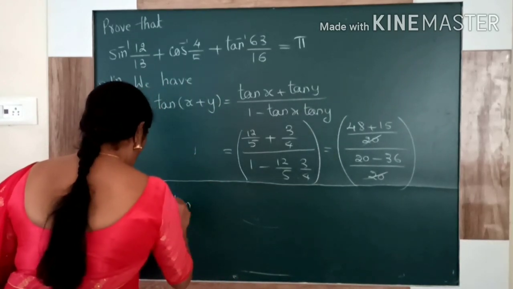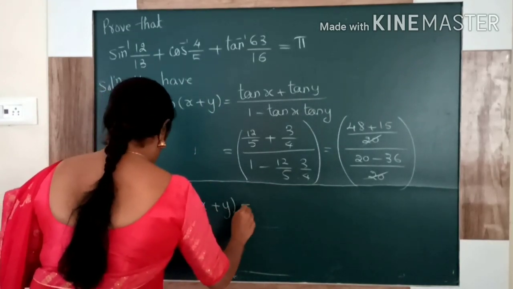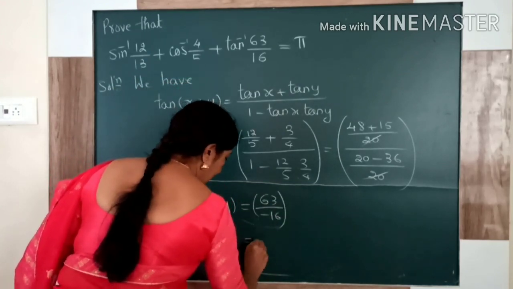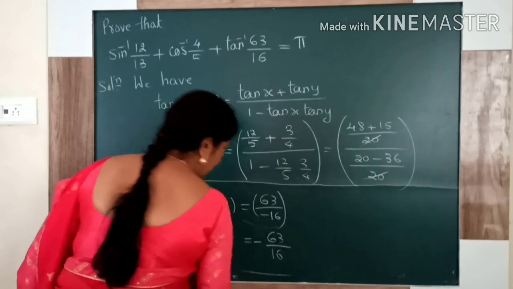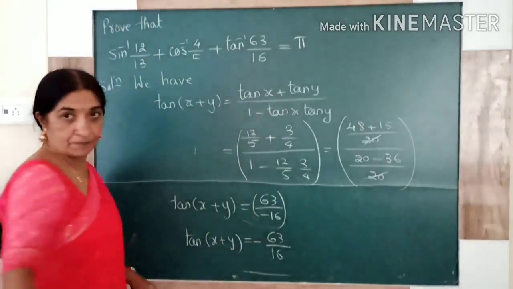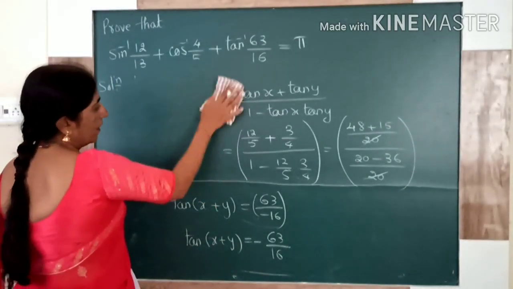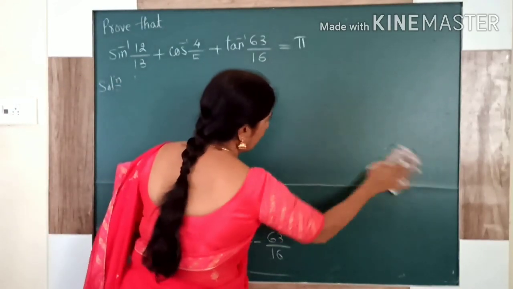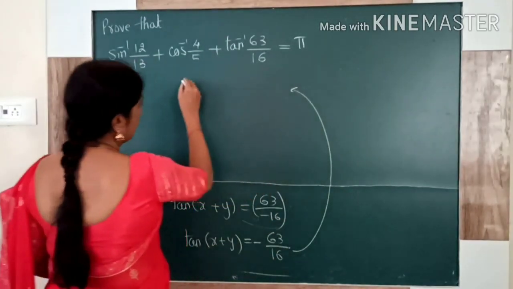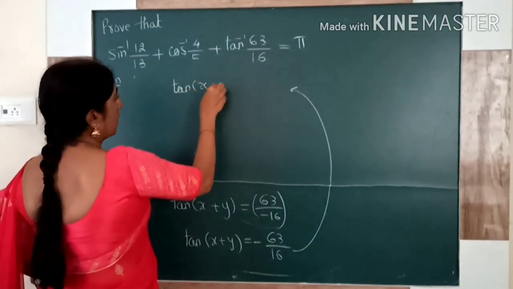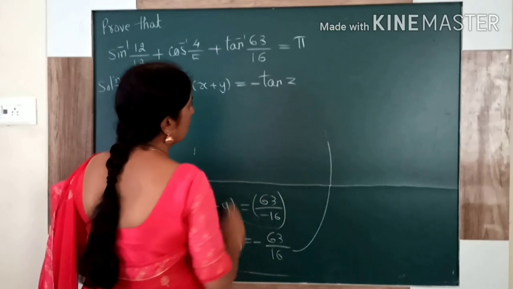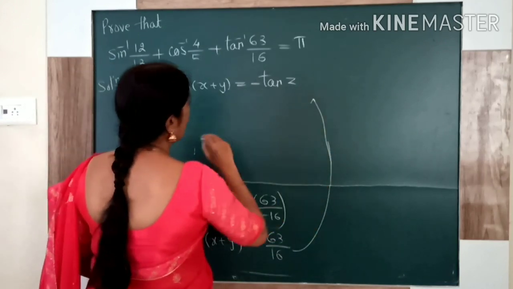So the tan of x plus y is equal to 63 upon minus 16. That is nothing but you can write minus 63 upon 16. It is the tan of x plus y. I hope you know what is tan z value. Tan z is 63 upon 16. That's why it is written as tan x plus y is equal to minus of tan z. In the starting of the solution, we know what is tan z value.